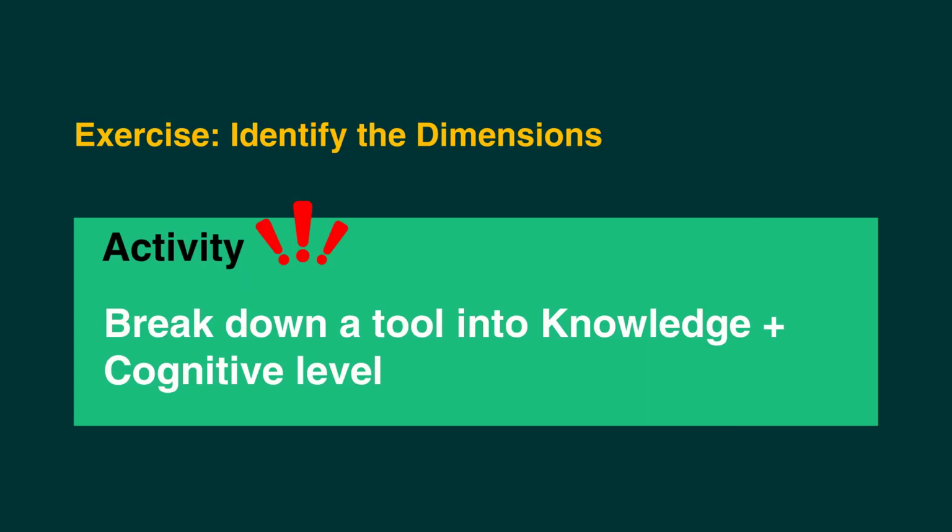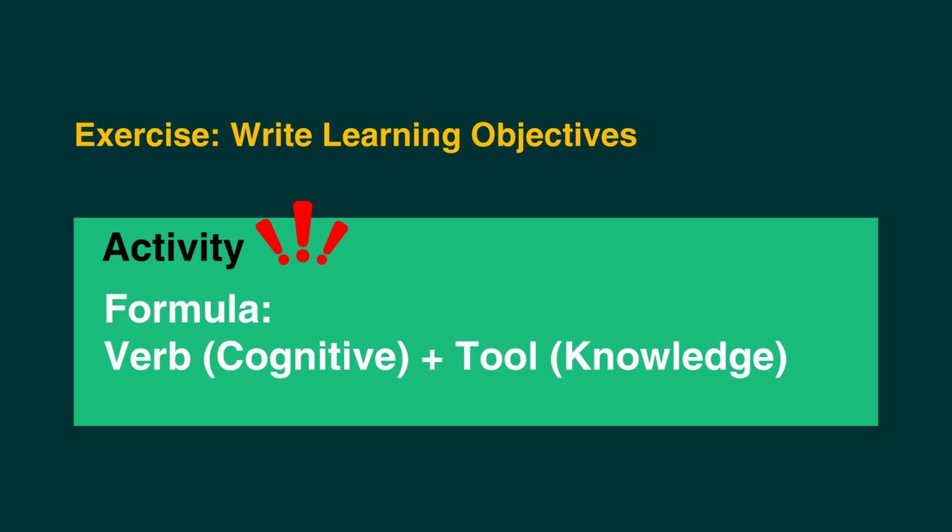Your first exercise: choose one tool from your own profession. Identify its knowledge type: factual, conceptual, procedural, or metacognitive. Then, decide which cognitive level learners must reach with that tool. The second exercise is to write learning objectives. Use the formula: verb from the cognitive dimension plus the tool as knowledge. For example, the student will be able to operate a handheld metal detector.